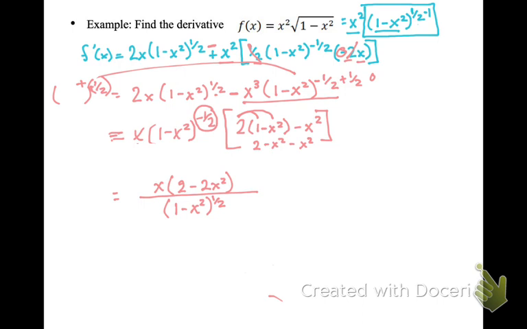Okay, so if I factored out an x, I probably should factor out a what? 2. So I have 2x, and then 1 minus x squared, all over 1 minus x squared to the 1/2. But you should be having a conflict with what that is. Wait, why isn't it?